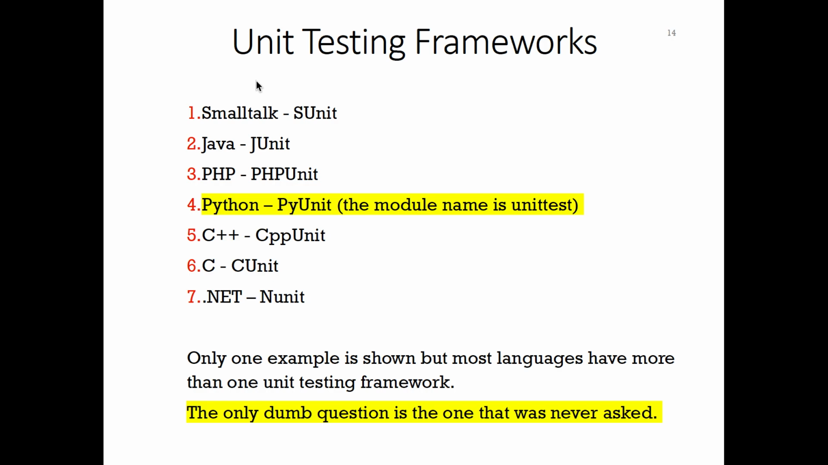And the people who wrote Smalltalk programs or promoted Smalltalk programming were very smart people, and they came up with a unit testing tool. It's quite possible that the idea of unit testing came from there too. And then people applied the same idea to JUnit, PHPUnit, CppUnit, and so on. I only show one example in each case, but actually for each language, you can probably easily find two or three different unit testing frameworks.